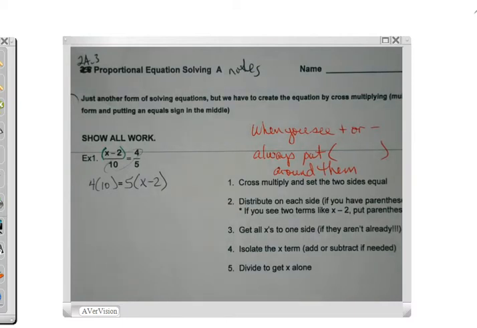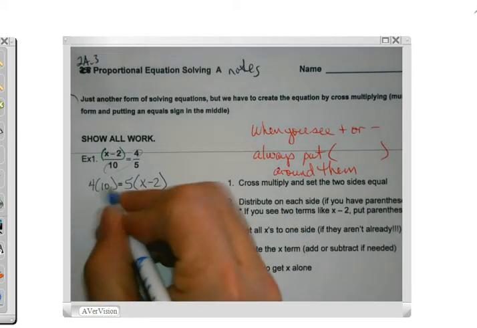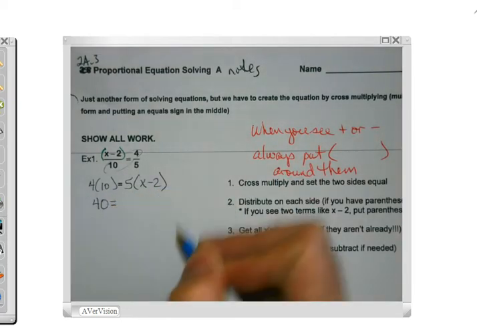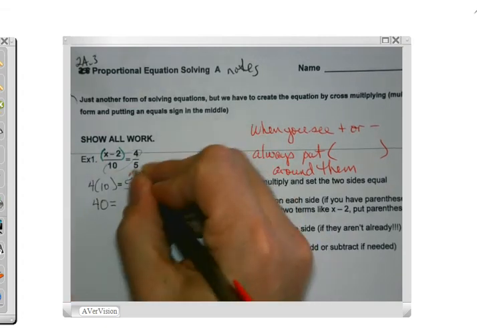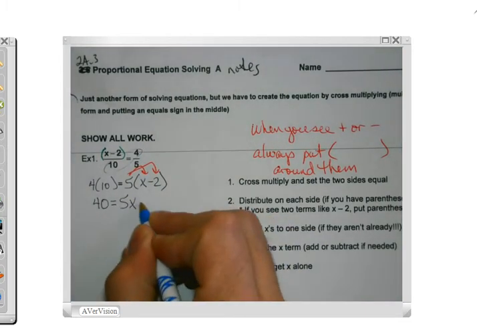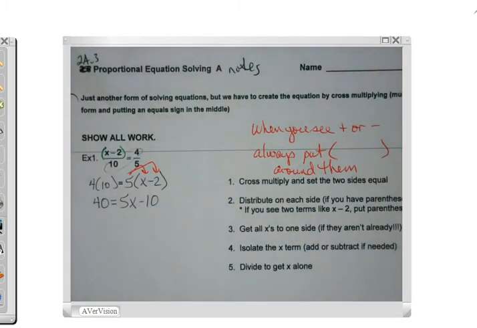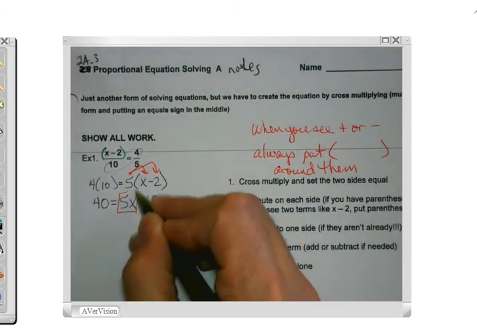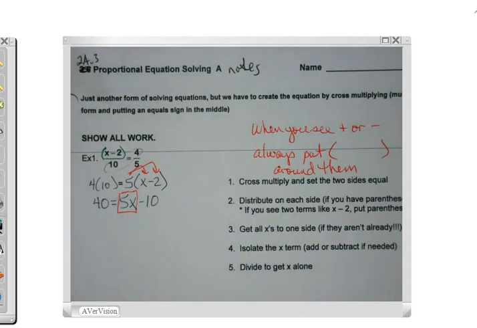But now what I have to do, I know 4 times 10 is 40, but I have to do the distributive property over here on the right side of my equation. 5x minus 10. Okay, sort of just like that last inequality we did on the review sheet. And you're like, oh, this actually does look normal now. It's just one step to get us there, because now I can work on getting my x term alone, and I'm going to be good to go.